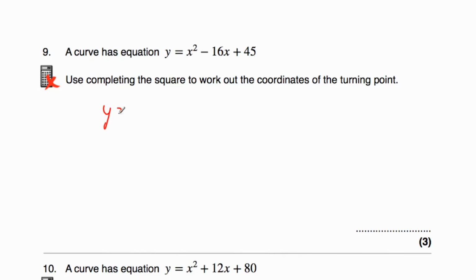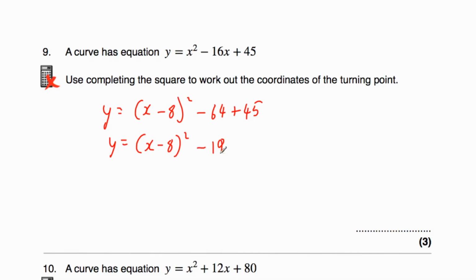So we'd have y equals, then open brackets, x, and then we've got half of minus 16, so minus 8, close brackets squared, and then take away, and minus 8 squared is 64, so take away 64, and then we've still got our plus 45. So that'd be y equals x minus 8, close bracket squared, and then minus 64 plus 45 is minus 19.